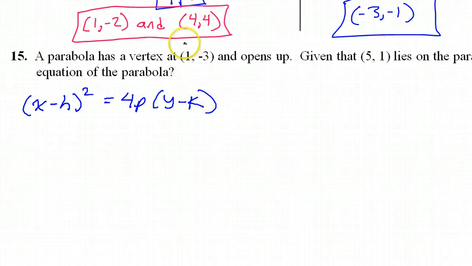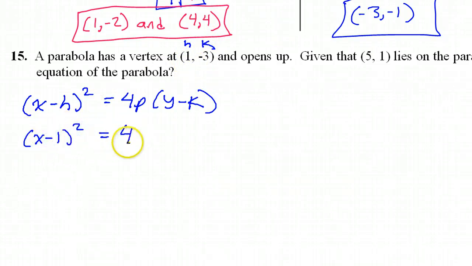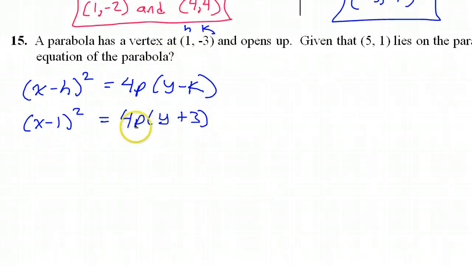Considering that the vertex is h comma k, this becomes x minus 1 squared is equal to 4p times y plus 3, not squared. So it's kind of the opposite of these, like we've done many times before. The only thing is we need to find this p somehow, but this time we don't have a nice picture. We don't have the focus. We don't have the directrix. We don't have an easy way to graphically find p. So instead, what we need to do is use this point that's on the parabola and substitute it in.